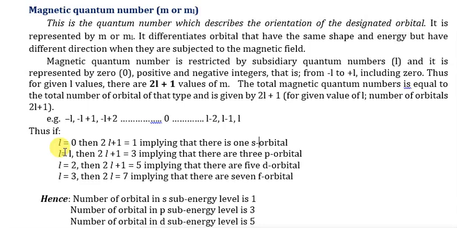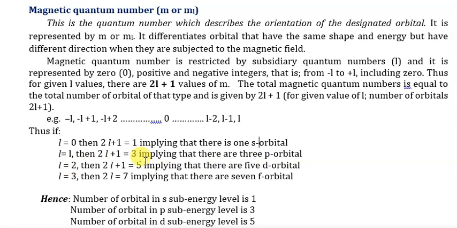Lakini L ikiwa is equal to 1, then 2L plus 1 is equal to 3. So L ikiwa is equal to 1, implying that there are 3 p orbitals, and that's what happens in real life. Tuna orbitals za p tatu, ambazo katika orbitals za p tatu tuna px, tuna py na pz. Px, py na pz zinaitwa px, py, pz kwa sababu ya different orientation, mkao wake ni tofauti. Lakini if L is equal to 2, then 2L plus 1 is equal to 5, implying there are 5 d orbitals.